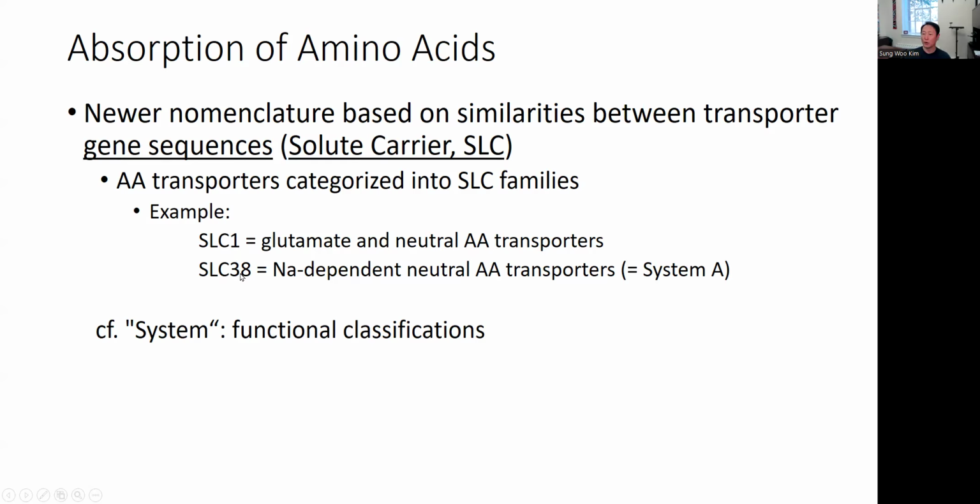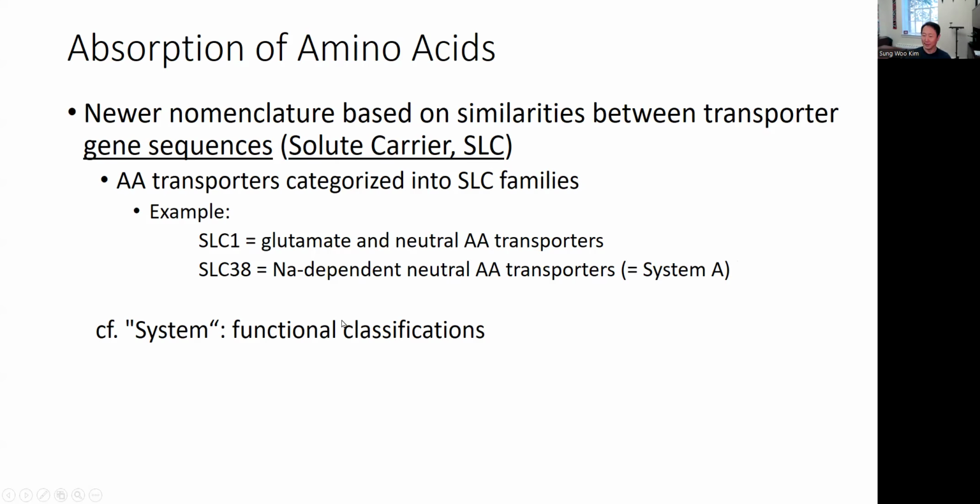Another example I can show you is SLC38, protein number 38. This is a sodium-dependent carrier, spending energy, carrying neutral amino acids. In this case, SLC38 is actually the same as system A, just using different ways of naming the amino acid transporter. So you will see different ways of naming amino acid transporters: system or SLC.